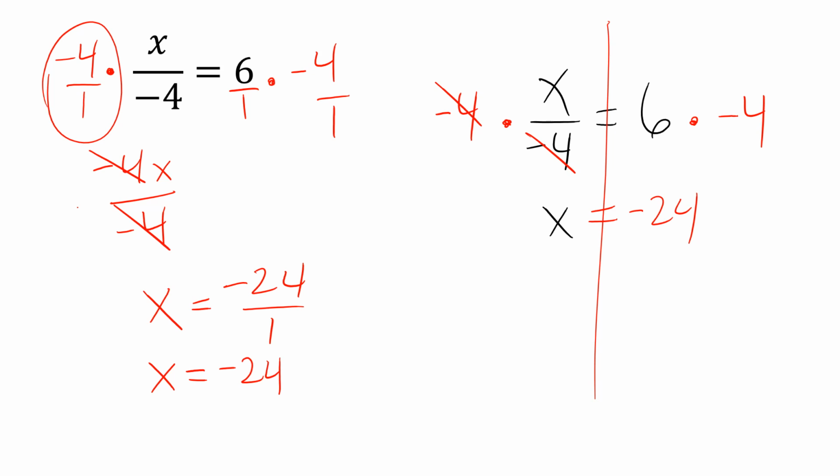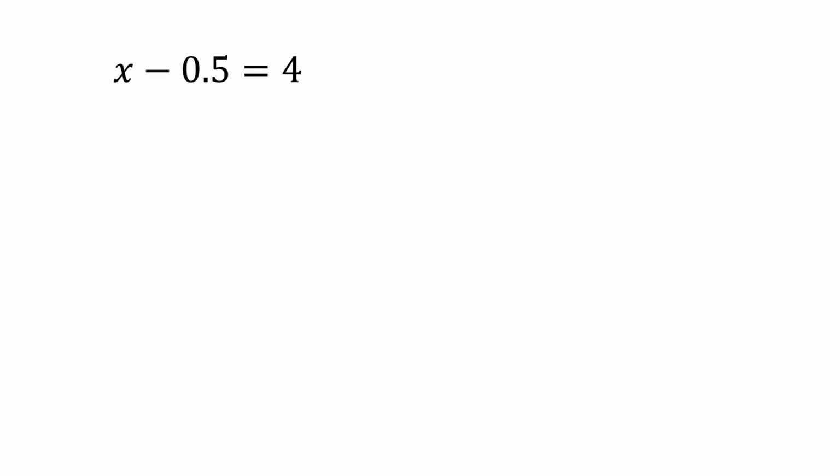Okay, we have another one here. Now you have to think about the operation here. You're subtracting 0.5. So you would add 0.5, and I've got to add 0.5 here to both sides of the equal sign.